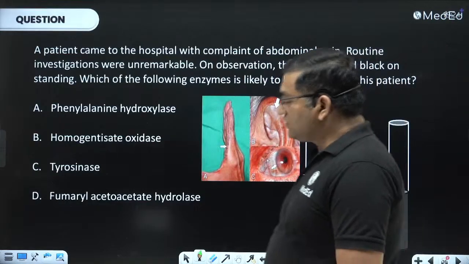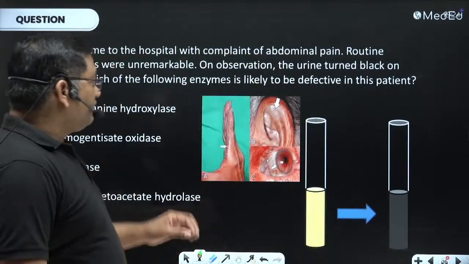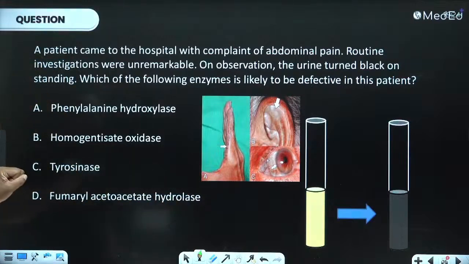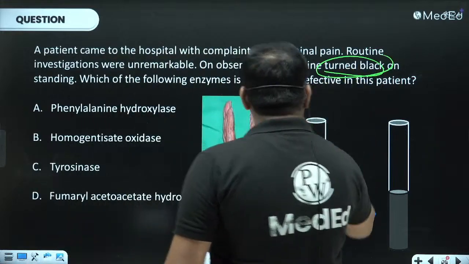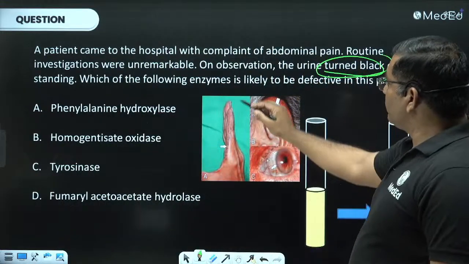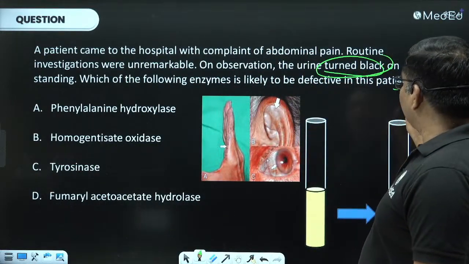Now see, this is again an important question. Very easy question, but important. A patient came to the hospital with a complaint of abdominal pain. Routine investigations were unremarkable. On observation, the urine turned black on standing. Which of the following enzymes is likely to be defective in this patient?